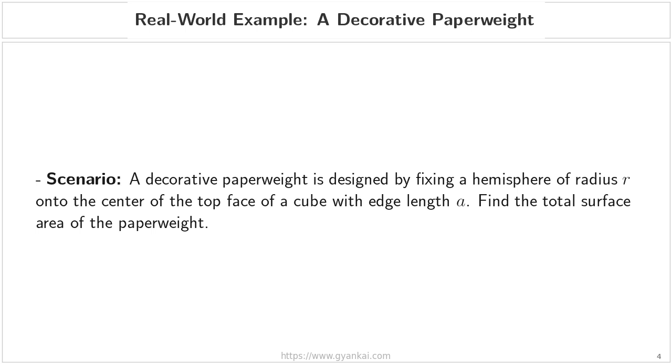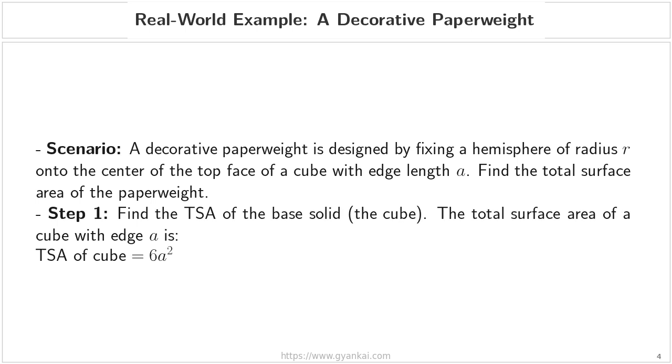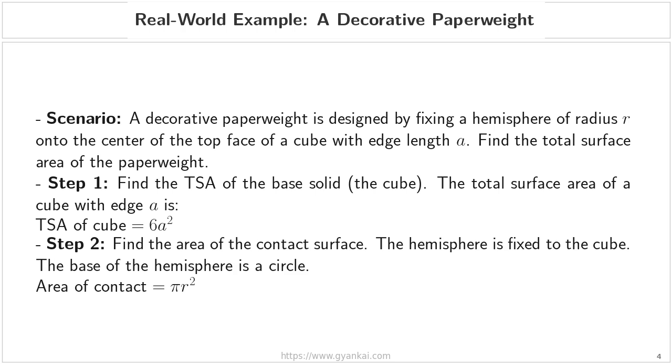Let's walk through the solution step by step, following the methodology we just discussed. First, step 1, we need to find the total surface area of our base solid, which is the cube. If we treat the cube as if it were completely alone, the total surface area of a cube with edge a is 6a squared. Next, step 2, we must identify the area of the contact surface. Remember, this is the part that is now hidden from the outside. Since the hemisphere is sitting on the cube, the contact area is the circular base of that hemisphere. Therefore, the area of contact is pi r squared.